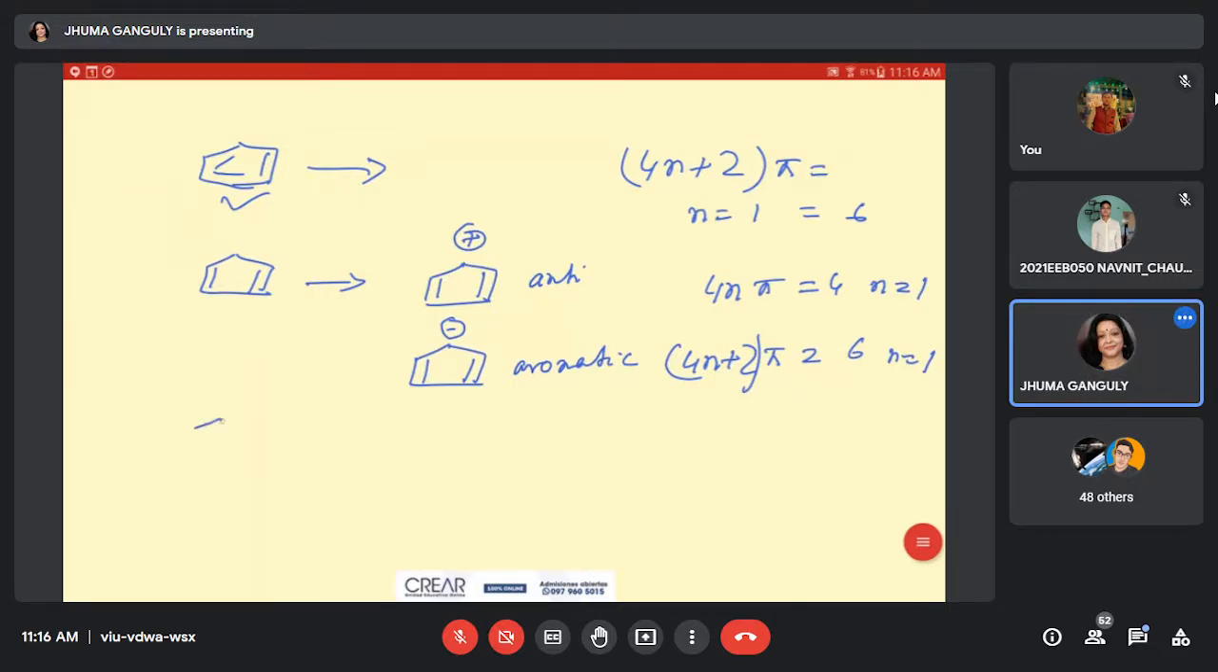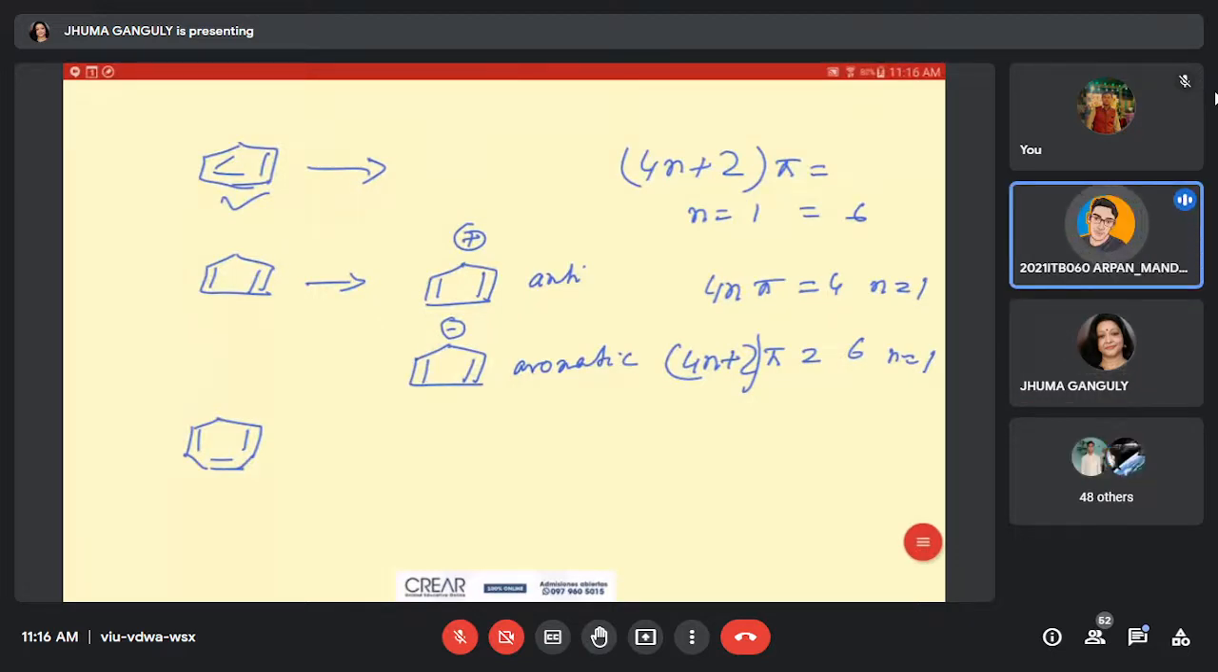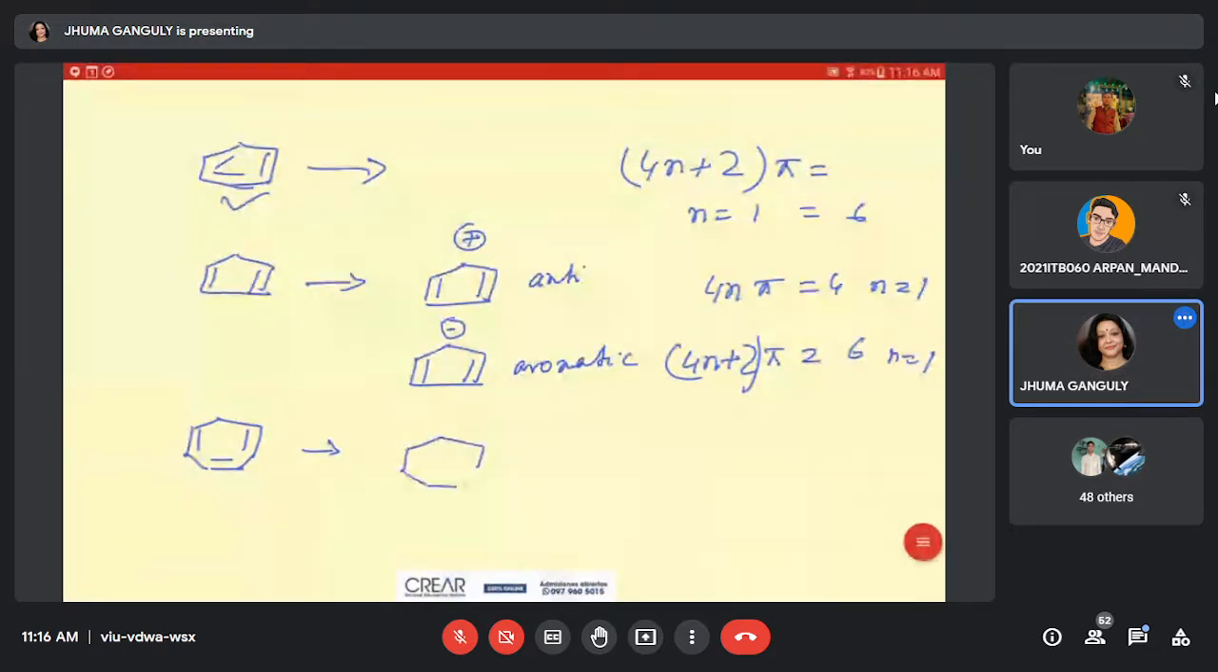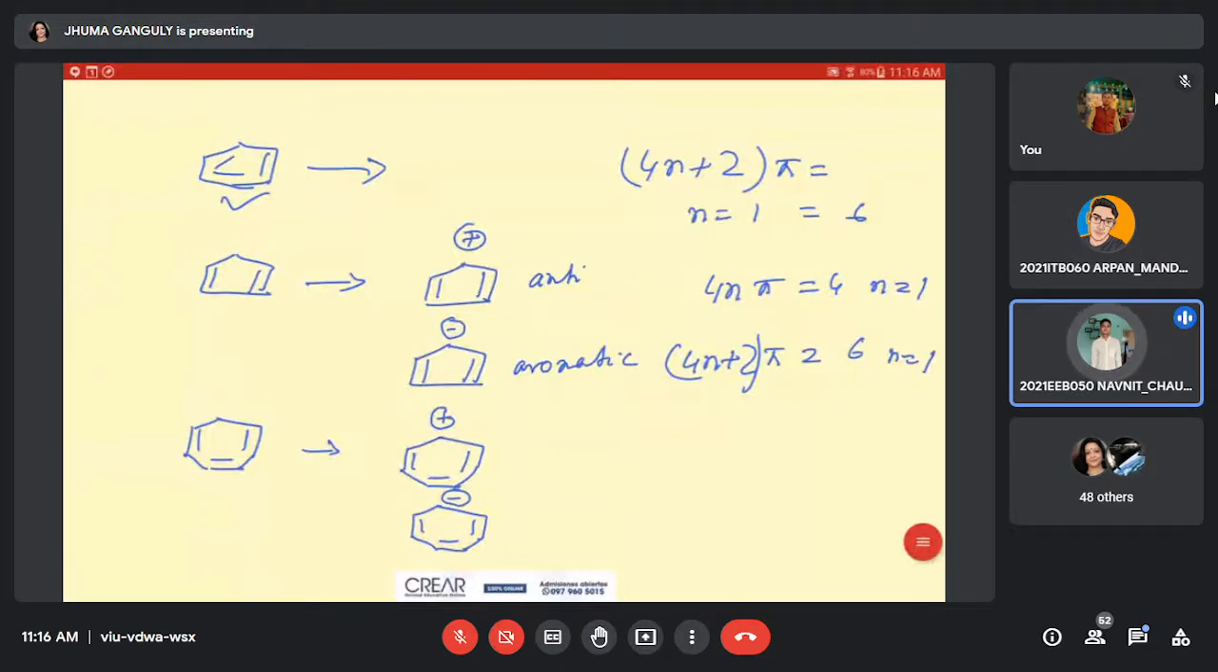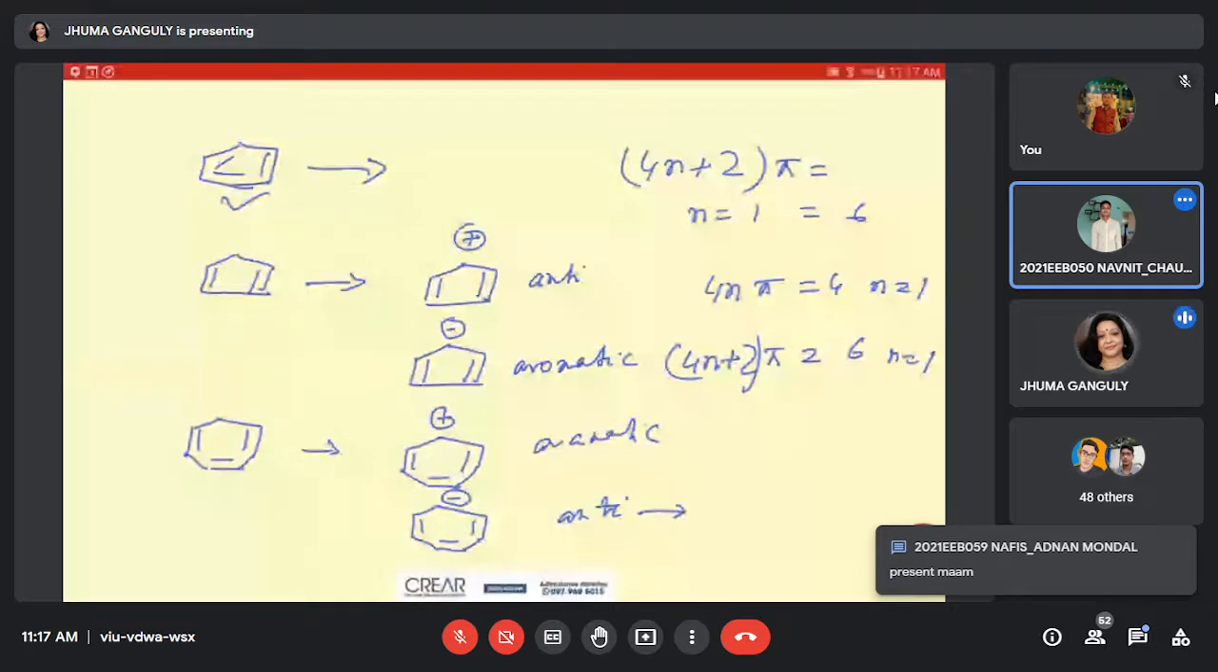Now we will go for this one. This is the cyclopropenyl carbocation, and the neutral ring is not aromatic, as it is not completely conjugated. So we can go to two systems, plus and minus. When it is the cation, it's aromatic, and in the anion it's anti-aromatic. 6 pi electrons, 4n plus 2, aromatic, and this one anti-aromatic.